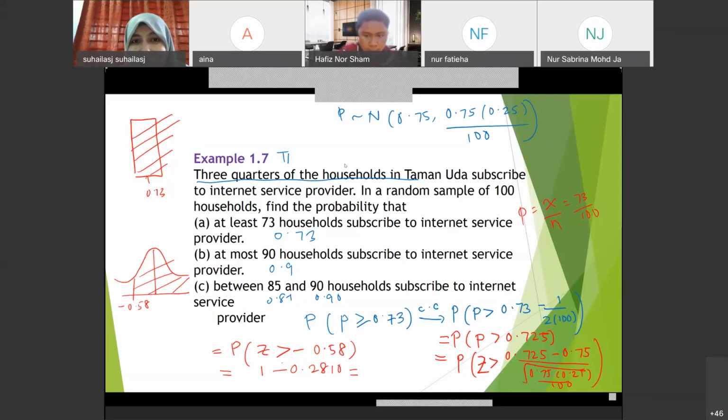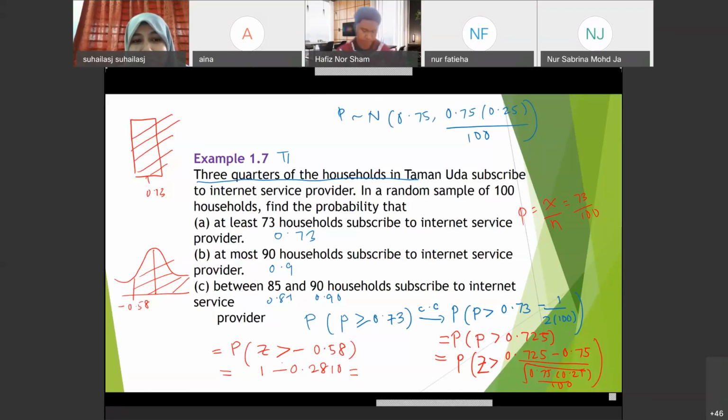You try the question, part B, example 1.7b, and part C. Try part B and part C. Post your answer in Telegram. 1.7b and 1.7c. I give you 5 minutes and then we share the solution in Telegram.